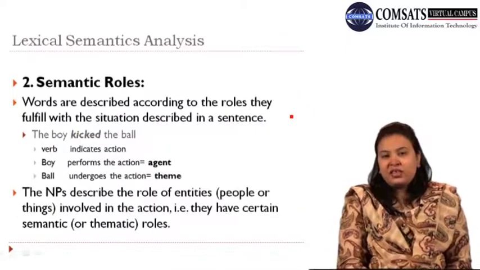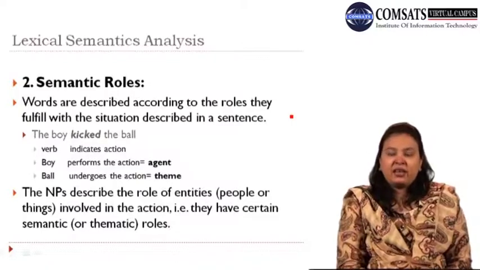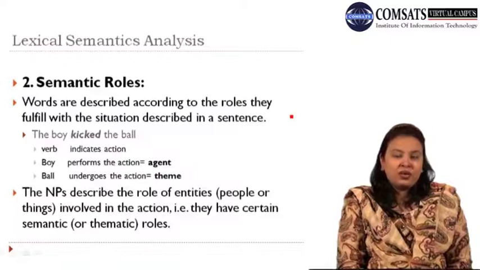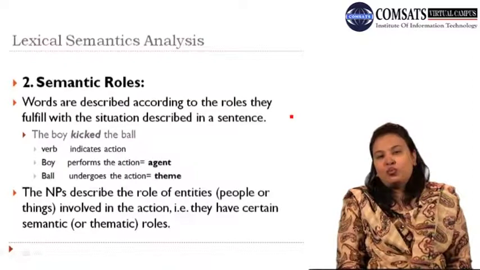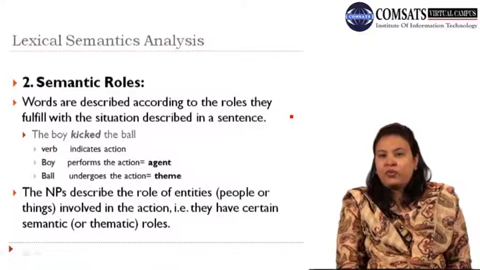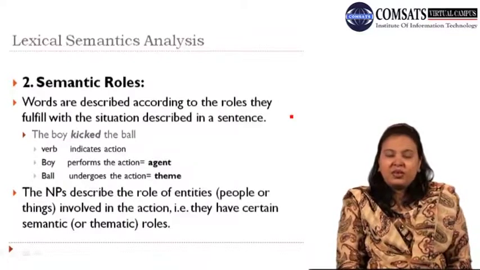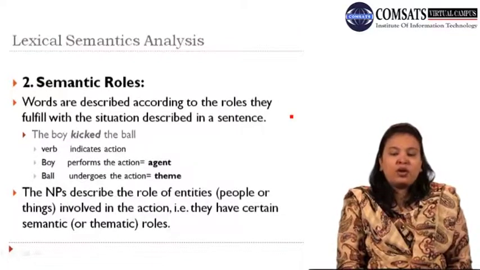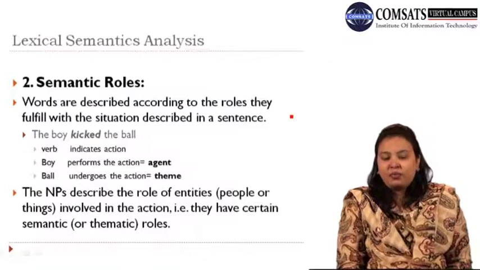After the semantic features, the next is semantic roles. Semantic roles are the roles fulfilled by words. According to those roles, we have semantic roles for words. For example, words are described according to the roles they fulfill in the situation described in a sentence. Now look at the example: the boy kicked the ball.